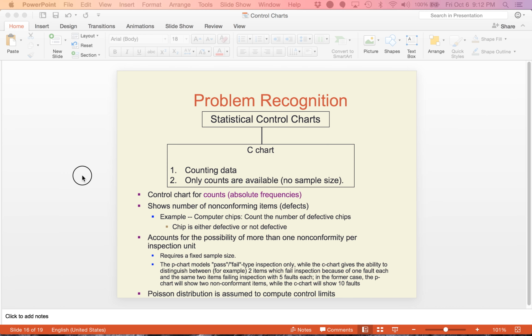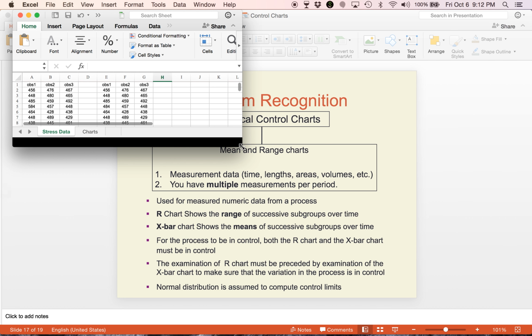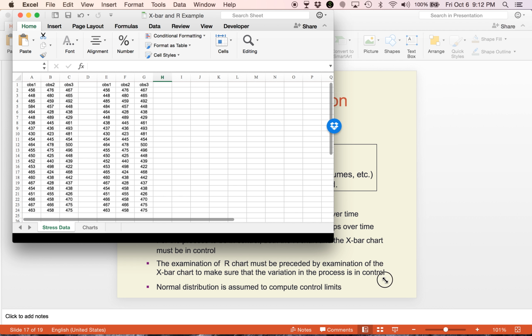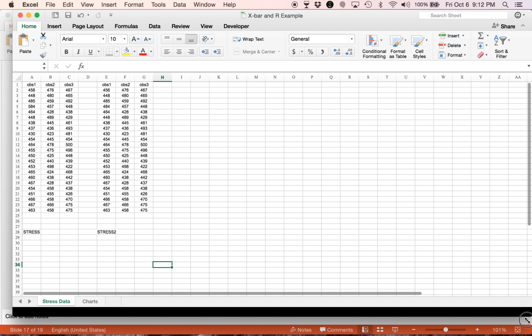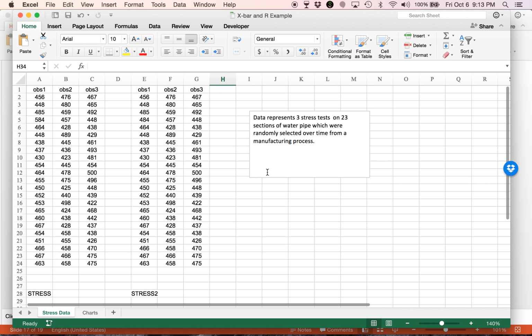Okay, so that shows that. And now we're going to look at mean and range charts. So with mean and range charts, we will measure something. So let's see what we're going to measure here. Now, mean and range charts are often called X bar and R charts. X bar, meaning an X with a bar over it, is usually the notation for the sample mean. So that's why they call it the X bar chart, because it's a sample mean, and R stands for the range. So here we have sections of water pipe where we do 3 stress tests on 23 sections of them, and they were randomly selected.